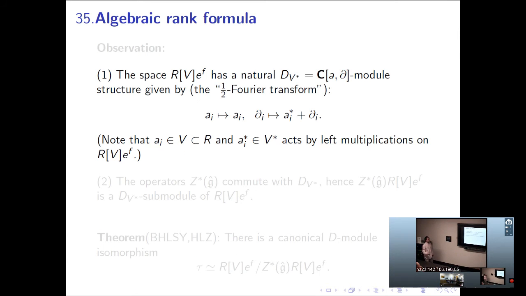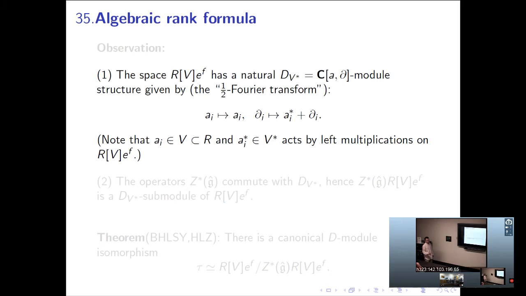There are two observations. First, this strangely written vector space R over V times e to the F. So recall R is the homogeneous coordinate ring, and V is the dual of the section space. So this a priori is a vector space, and it has a natural D module structure given by something like a half Fourier transform.